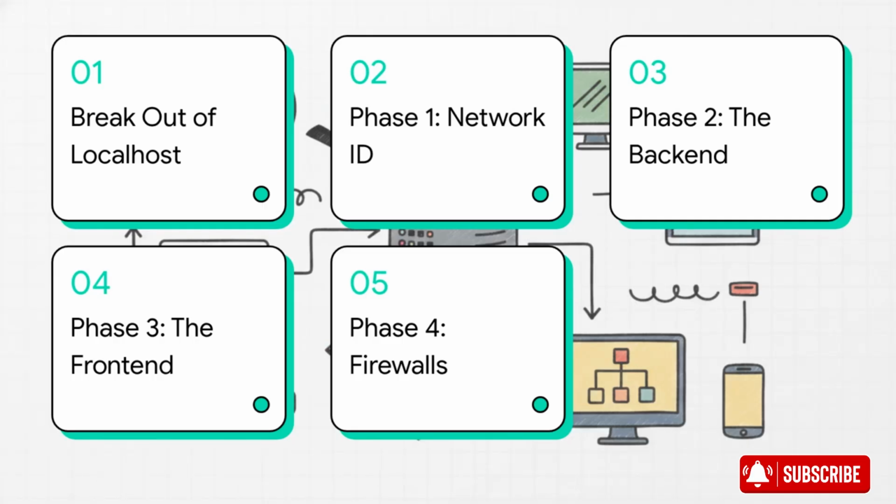Here's our game plan for today. We'll start with breaking out of Localhost, then move into Phase 1, which is network identity. After that, Phase 2 covering the backend, Phase 3 on the front end, and finally, Phase 4, firewalls and launch. Basically, we'll be walking through our 10 steps for MERN setup to get everything running perfectly across your devices.